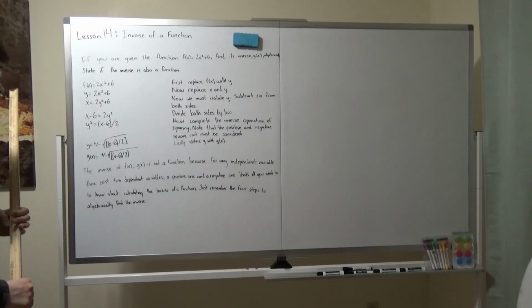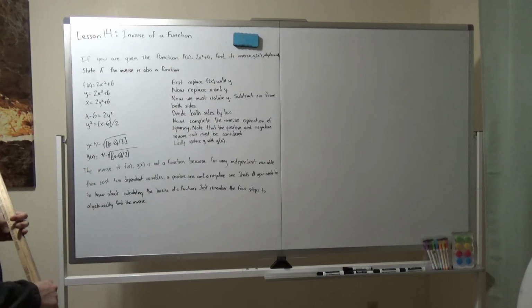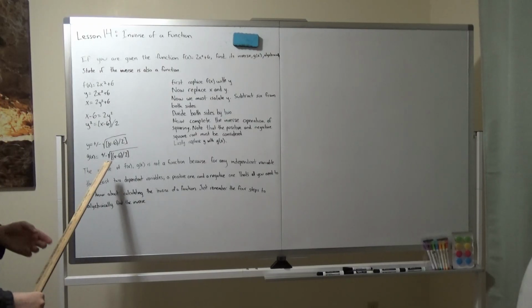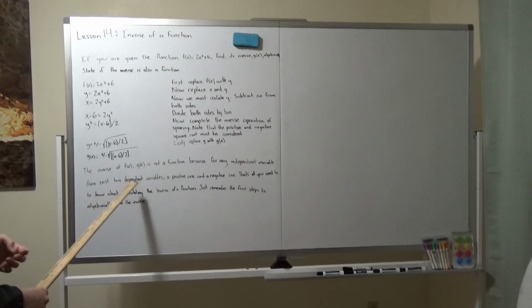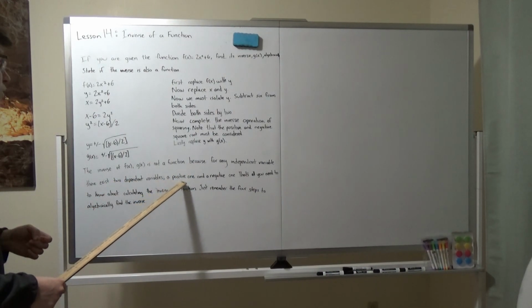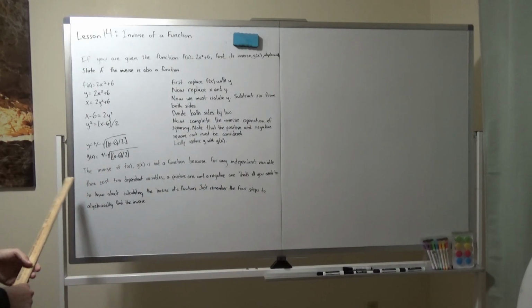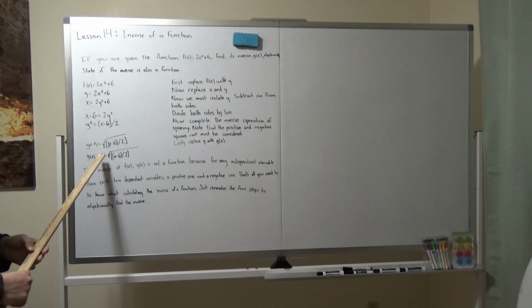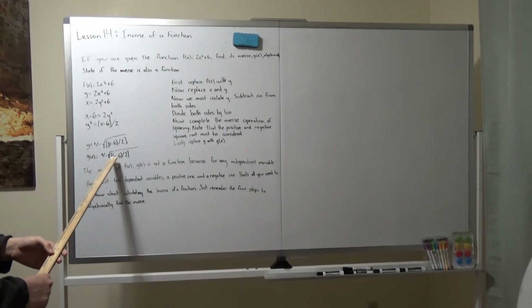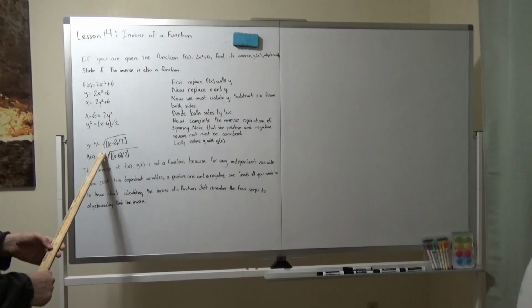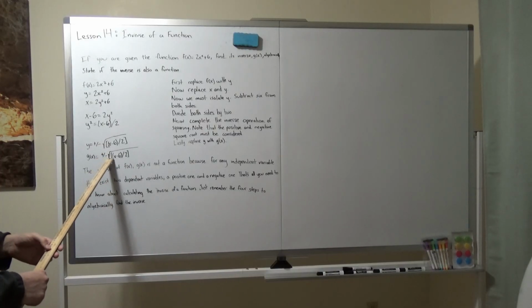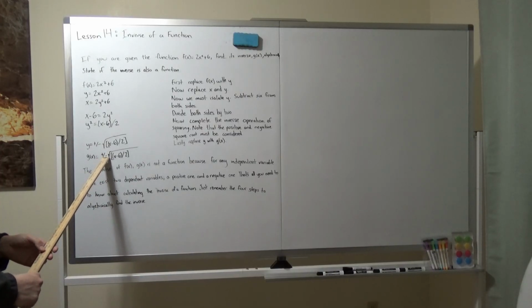The inverse of f of x, g of x, is not a function because for any independent variable, any value of x, there exist two dependent variables, two values of y, a positive one and a negative one, because of the positive and negative square roots.